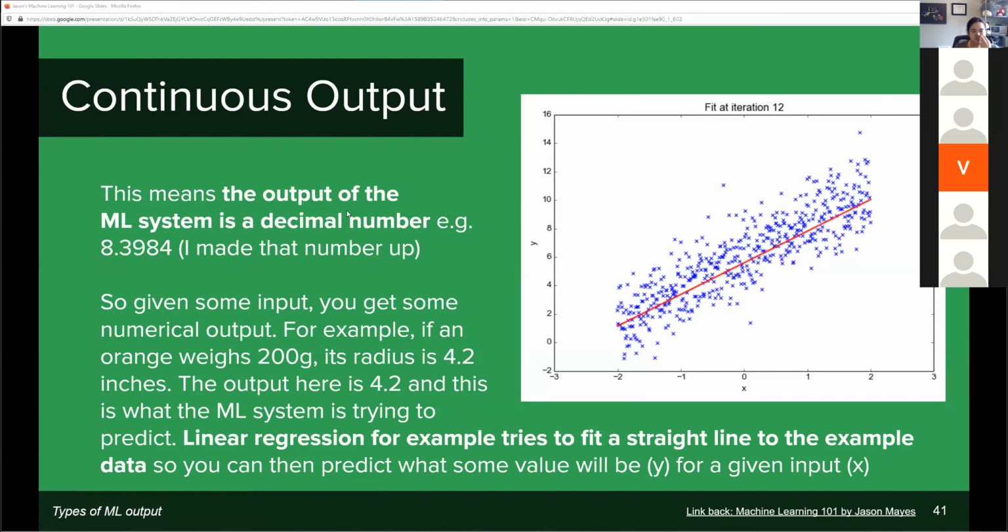The machine learning system is outputting a decimal number. So given some input, you get some numerical output. For example, if an orange weighs 200 grams, its radius is 4.2 inches. The output here is 4.2, and this is what the machine learning system is trying to predict. The linear regression tries to fit a straight line to the example data.